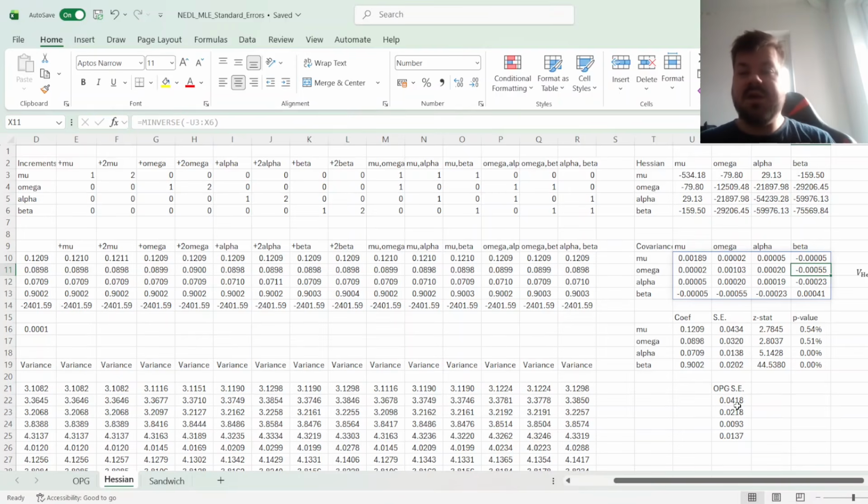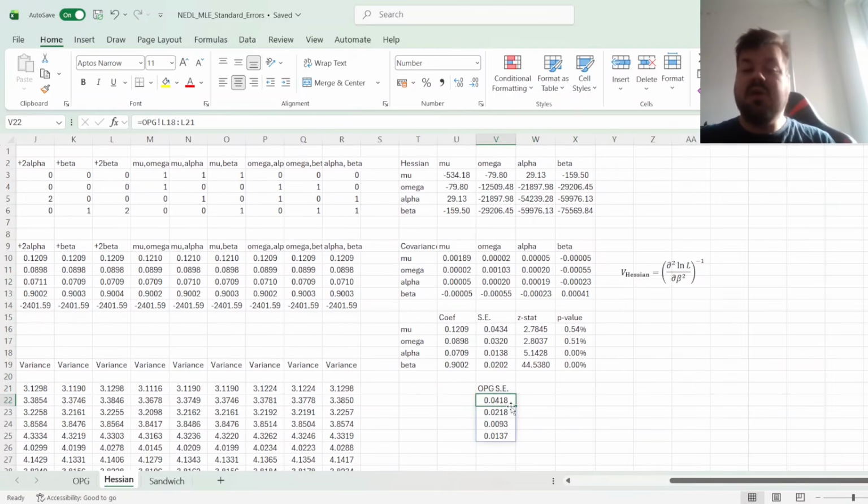Implementations of both of these are widely available in statistical packages, but now you know how to produce your own Hessian matrix covariance estimator in Excel. And in the next video, we'll learn how to combine them both into the so-called sandwich covariance matrix estimator for maximum likelihood models.